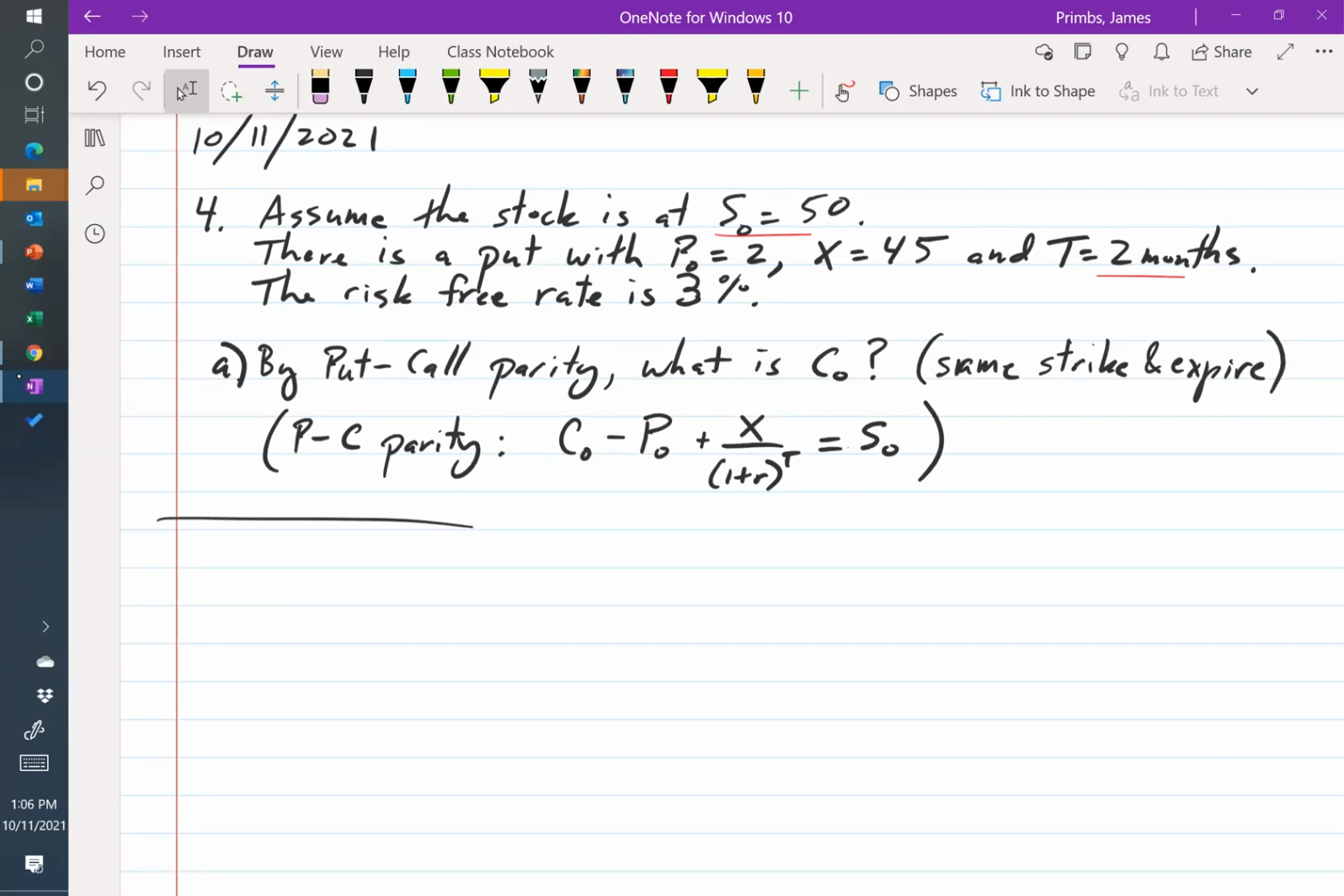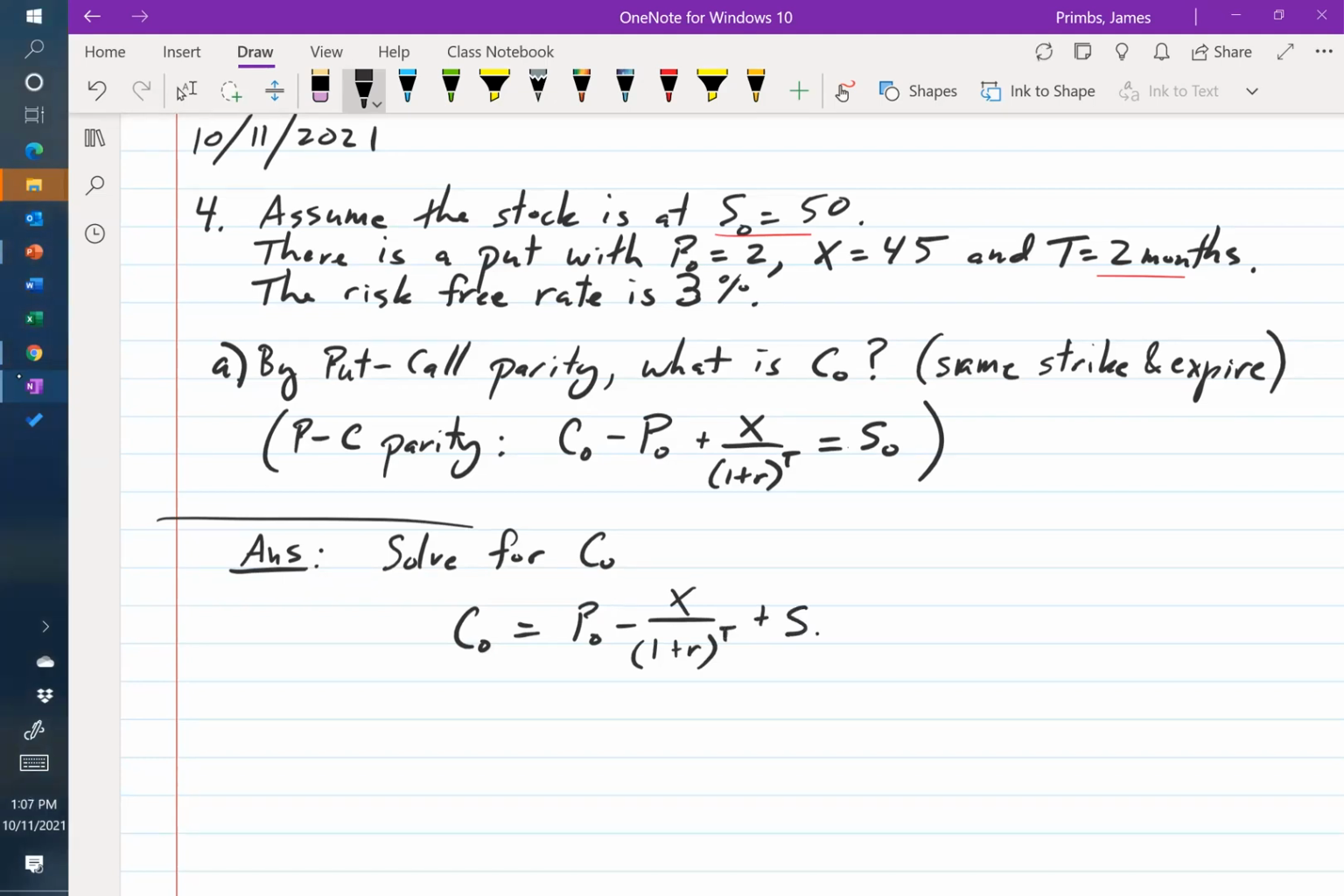I'm going to begin to write down the answer here, but let me know when you have a number on that. So what we want to do is just solve for C0, the call premium. So here's my answer. Solve for C0. So C0 is going to be P0 minus X over 1 plus R to the T plus S0. Did everybody do this?